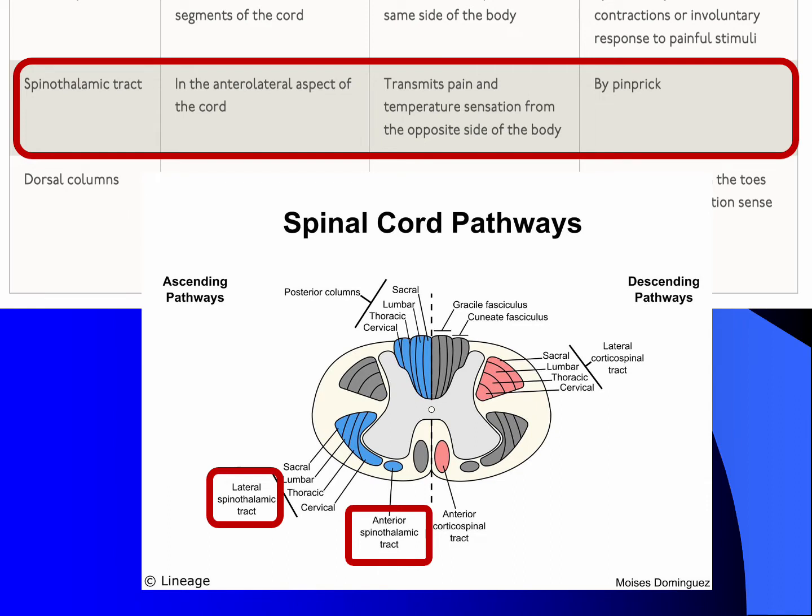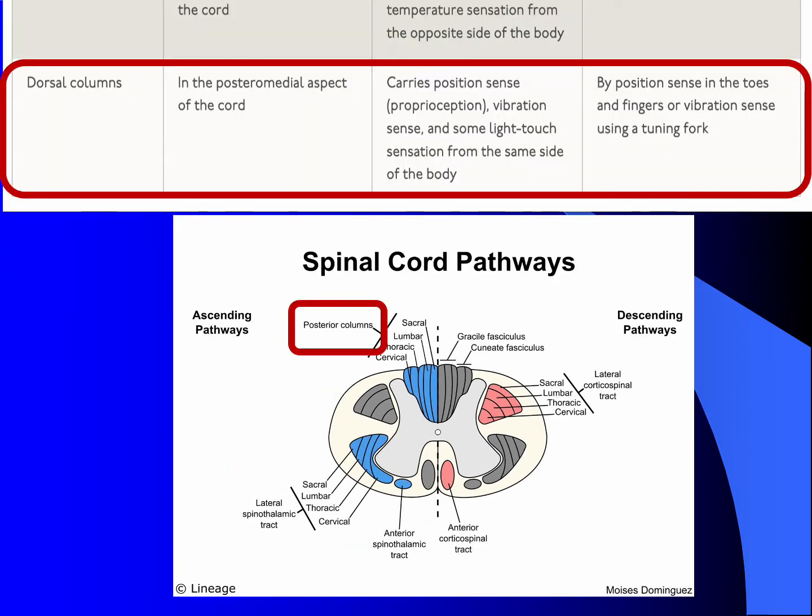The spinothalamic tract is located over the anterior and lateral aspect of the cord. The main function of this tract is to transmit pain and temperature from the opposite side of the body to the sensory cortex. In the trauma setting, we assess spinothalamic tract function by pinprick sensation.